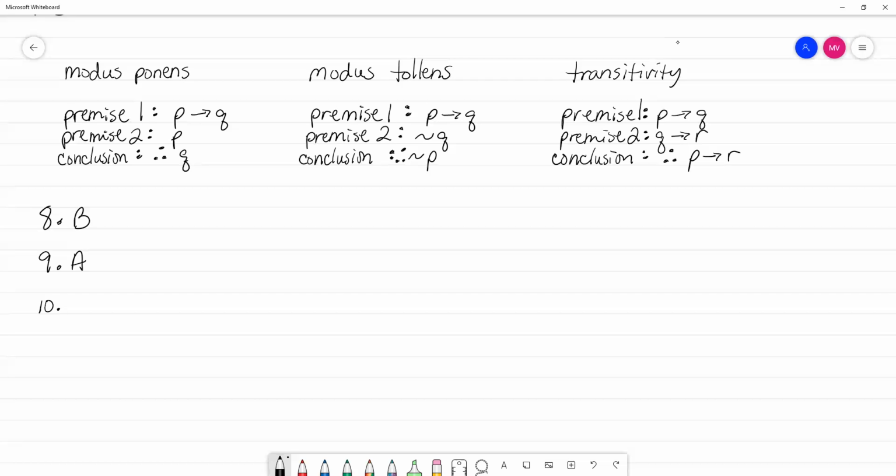All right, 10, identify the type of argument. All Christians are stewards. All stewards have responsibilities. Therefore, all Christians have responsibilities.